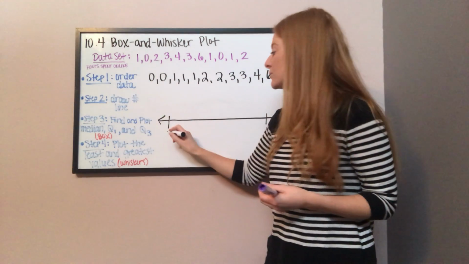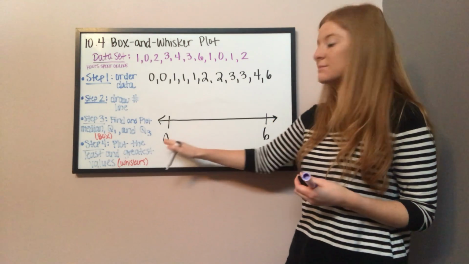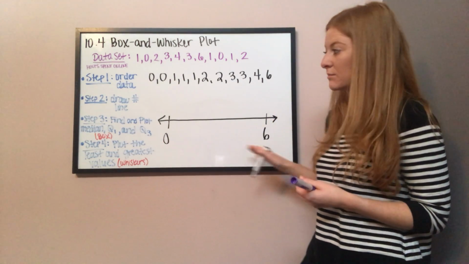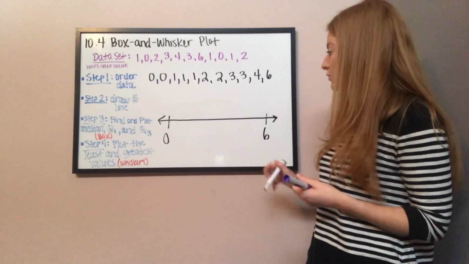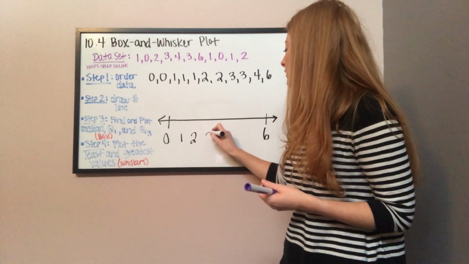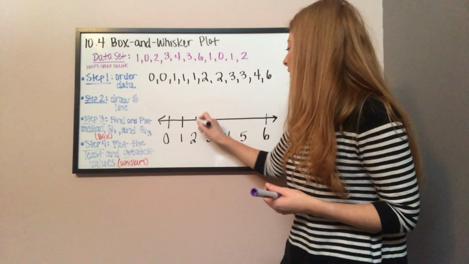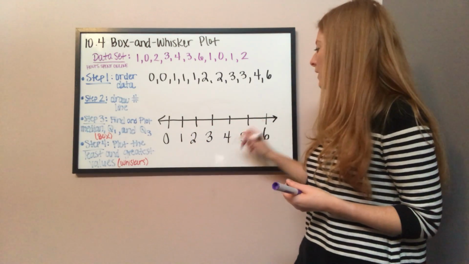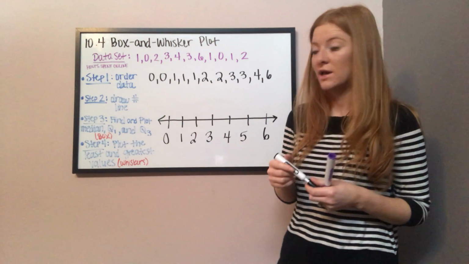So my least value is 0. My greatest value is 6. So that's the beginning and the end of my number line. You want to make sure you include those. And then you can just count 1, 2, 3, 4, 5, and I'll draw my lines. Again, your least value and your greatest value can be your anchor points on your number line.